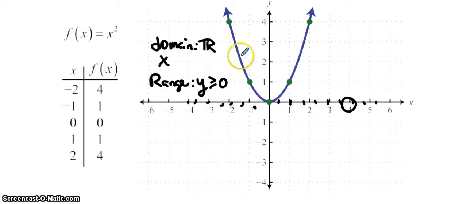So the graph can also tell you a lot about domain and range by just looking at what span of values left and right give me an output on my graph, and that gives me my domain, and what span of values up and down do I get from plugging those numbers in, which would give me my range.